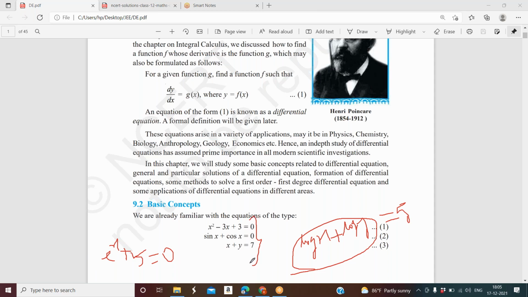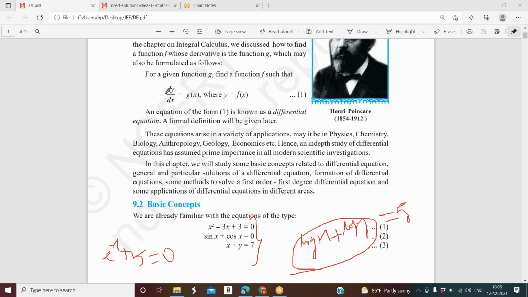Like that, we can define a differential equation also. So what is the difference between these two, a differential equation and an equation? A differential equation is, first of all, an equation which contains derivatives. What do you mean by derivative?